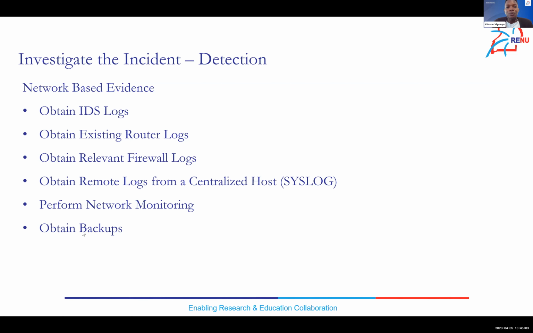You can also obtain router logs. If you don't have an IDS set up, you can go to your router and get logs and try to identify whether there is any traffic coming from the port or the interface to which this host is connected, to see if this is actually true. If you have a firewall set up and logging is enabled, you can obtain firewall logs and do the same.